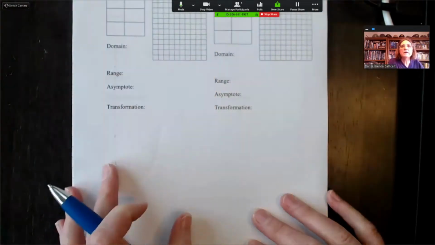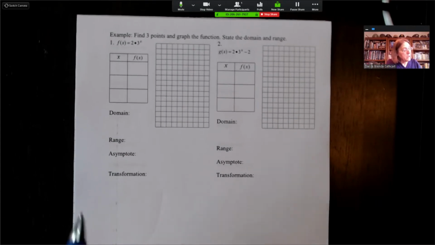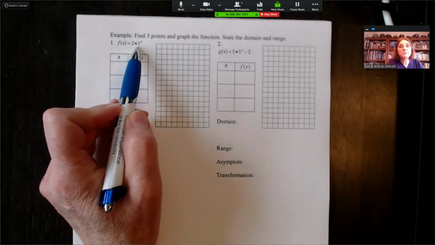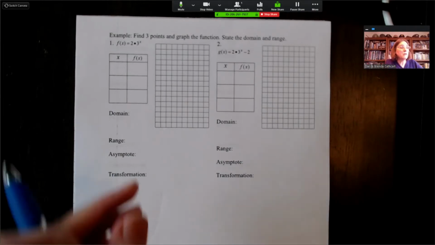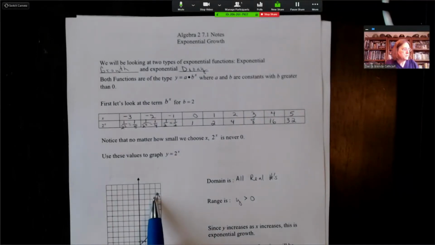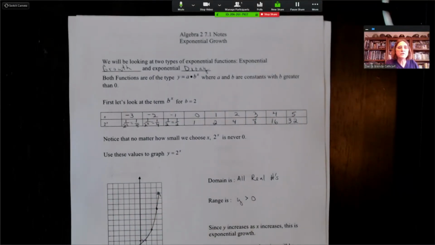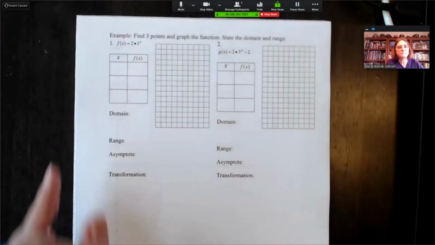Let's take a look at some more examples of graphs of exponential equations. This time we're going to look at the graph of f of x equals 2 times 3 to the x. And we're going to actually just plot 3 points, also drawing on our knowledge of the shape of what an exponential graph should look like.